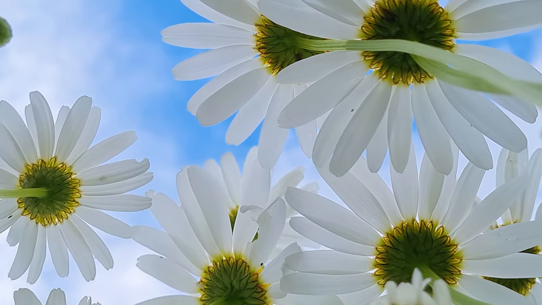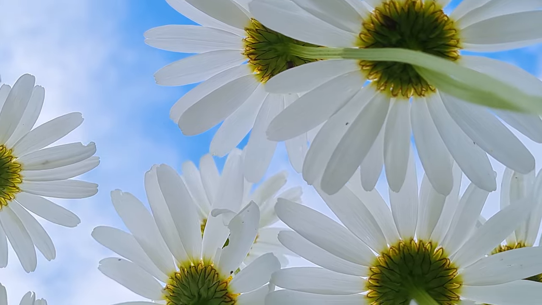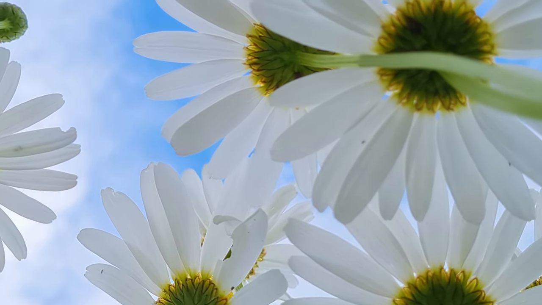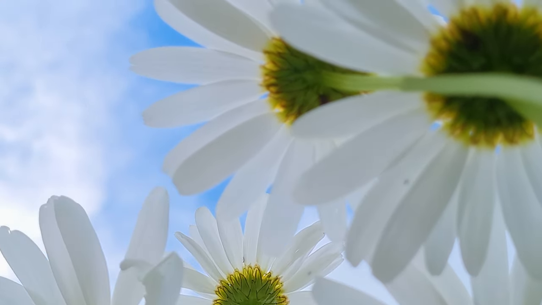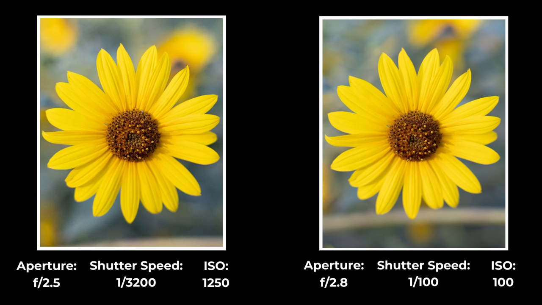For example, if you're photographing a flower close up and you want to capture the delicate texture of its petals, using a higher shutter speed will help prevent the subtle swaying of the flower due to wind or even your own hand movements from introducing blur. Here's an example showcasing what I just mentioned. This is a flower that I took. It's the same exact flower, both on the left and the right.